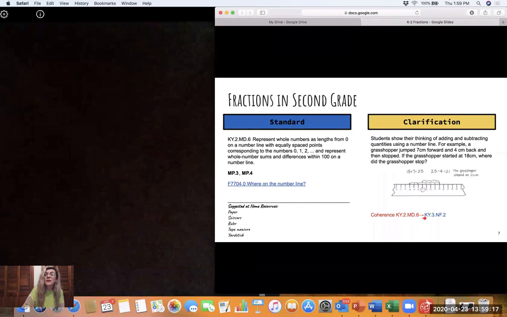But this is the coherence, so when you go back and look, you can see how the standards lead into each other. This standard, even though it's measurement and data, leads right into the fractions standard in the 3rd grade. So here we're going to talk about where on the number line. So where on the number line also is from that K&P guide.